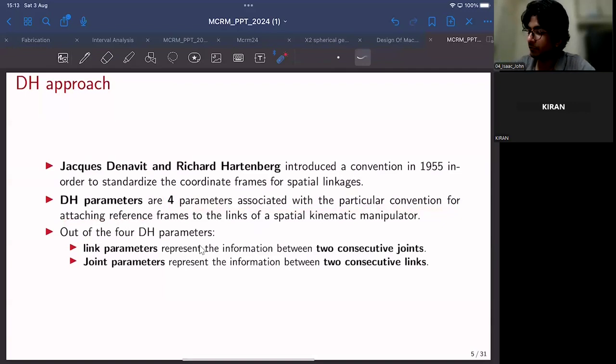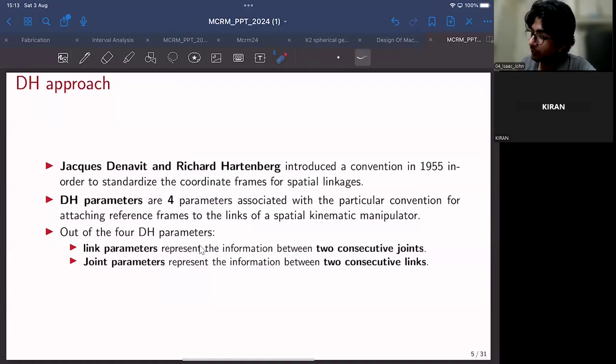So instead of 6 frames of reference, we would only require 4 frames of reference. And how do we attach these frames of reference? That also is as per some convention, which we will get on to later.